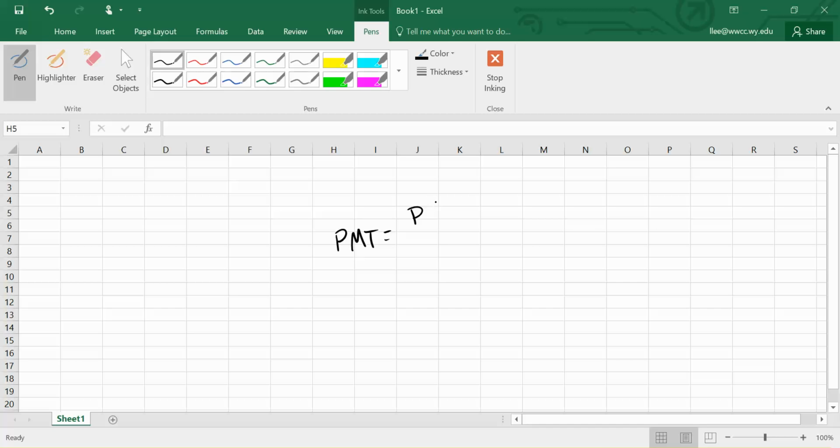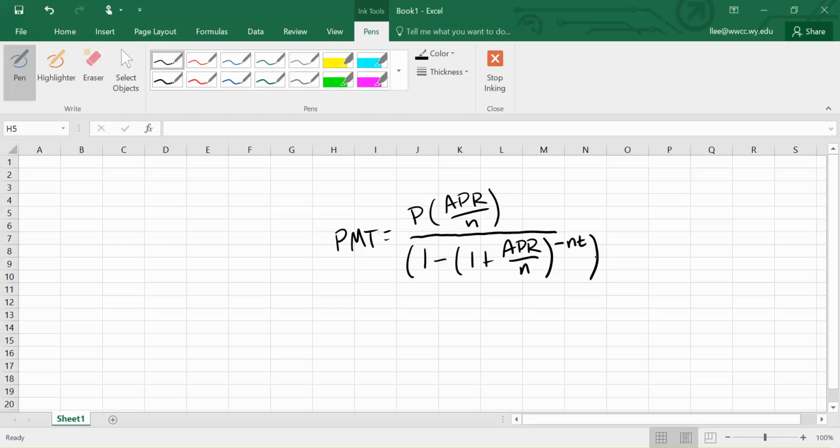equals the principal multiplied by the APR, interest rate, divided by N, the number of payments per year, all divided by 1 minus parentheses 1 plus, again the interest rate, divided by the number of payments, to the negative NT and parentheses.